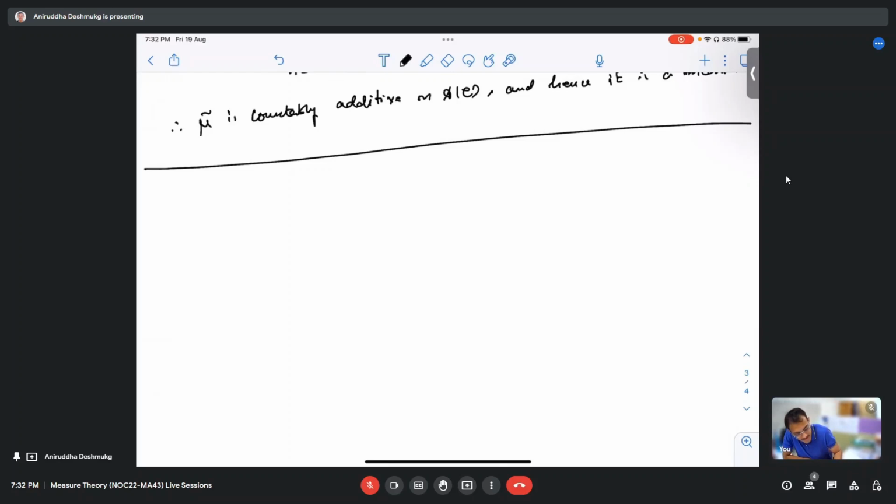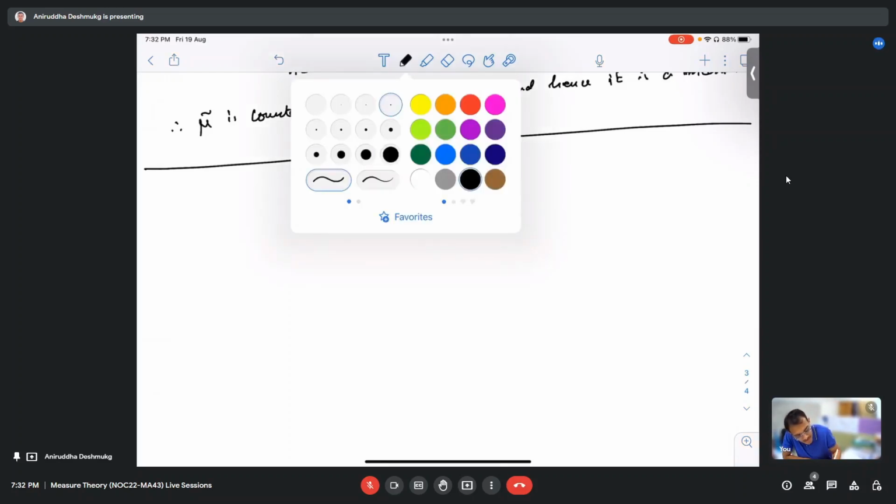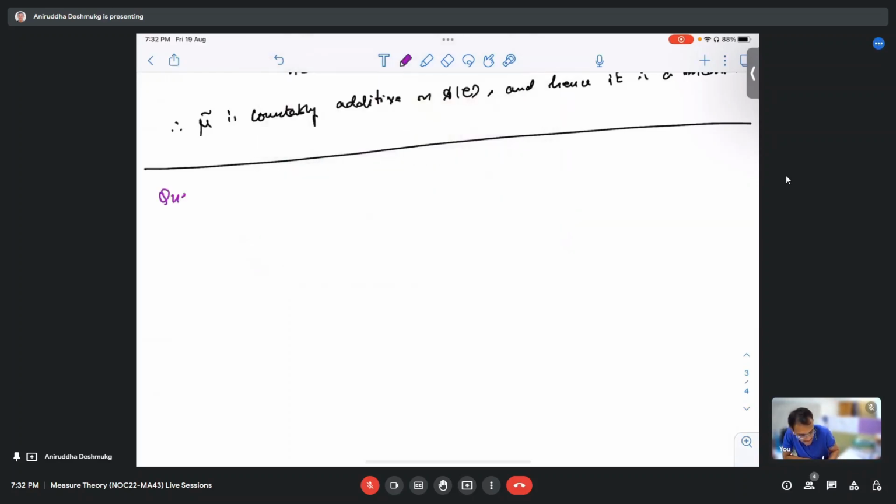So first, let me ask a question. Suppose that we are given some collection of sets, or say a countable collection of sets. So this is a sequence A_n in P(X), and let A be the union of the A_n's. And this is not necessarily disjoint.